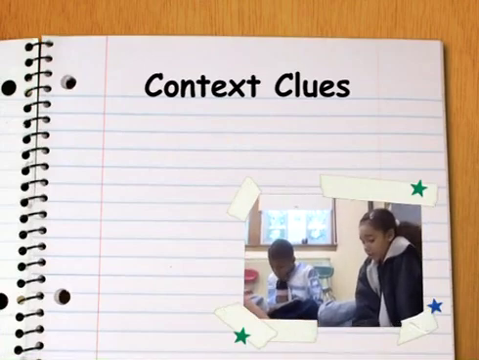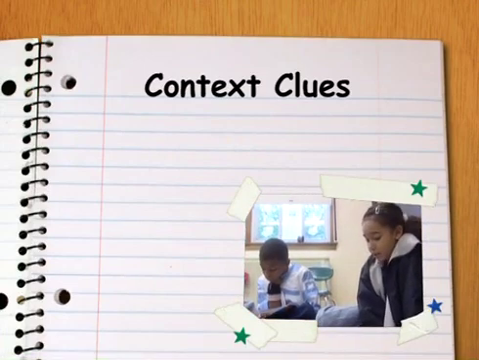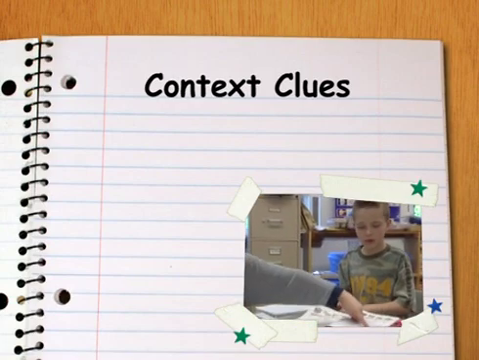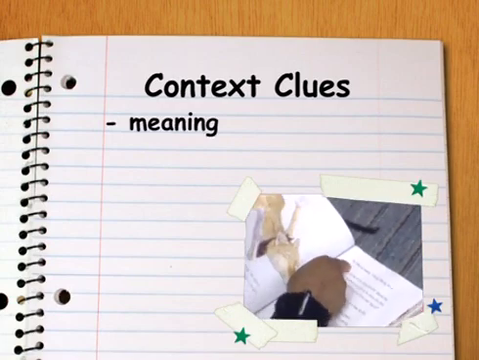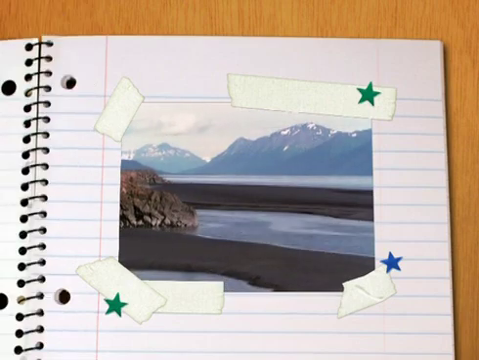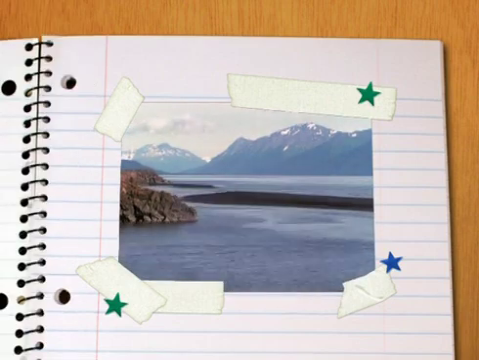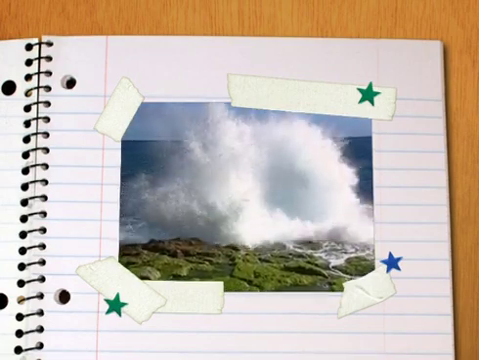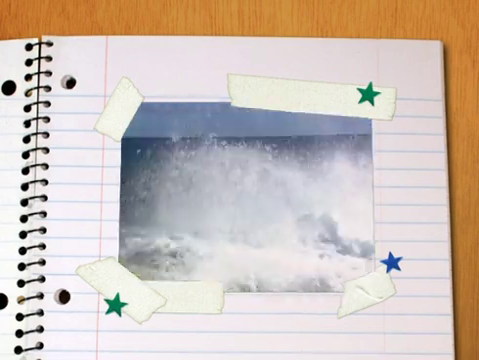When you read, you may come across words that you don't understand. Using context clues is one way to figure out the meaning of a word. Let's watch a short video about oceans. Then, we'll see how to use context clues to figure out words in sentences about oceans.